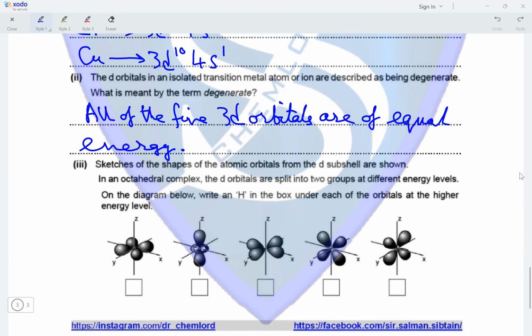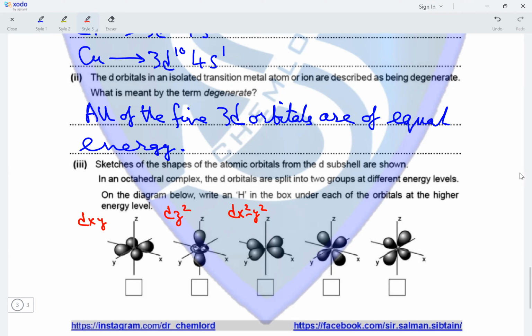So, in order to figure out which is the higher energy level orbital, we need to understand the names of each of these orbitals. So by looking at the shape, the first one has its lobes pointing between x and y. So this is the dxy orbital. The second one has a unique shape, so it has to be the dz square orbital. The third one has all the four lobes along the x and y axis. So this is the dx square y square orbital.